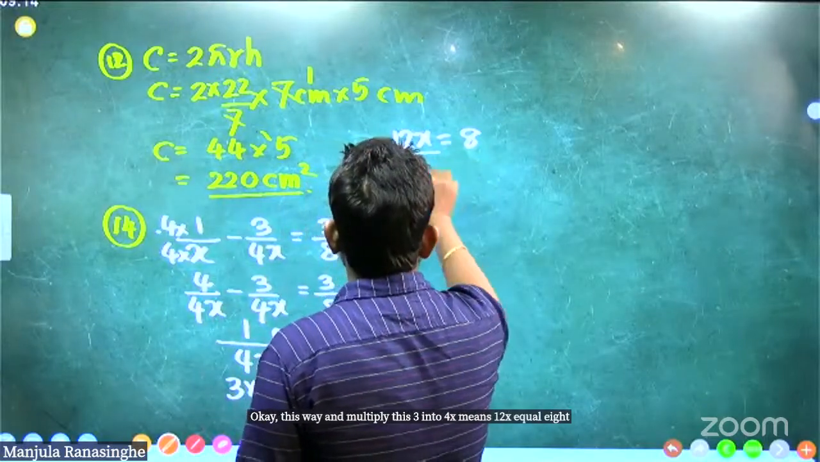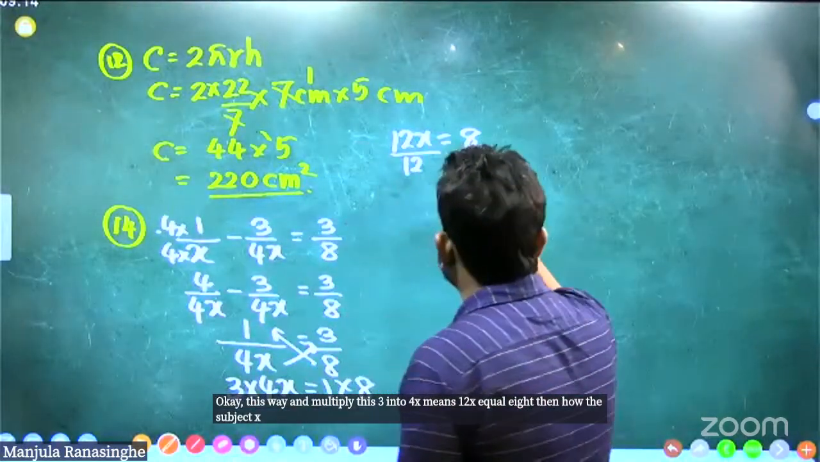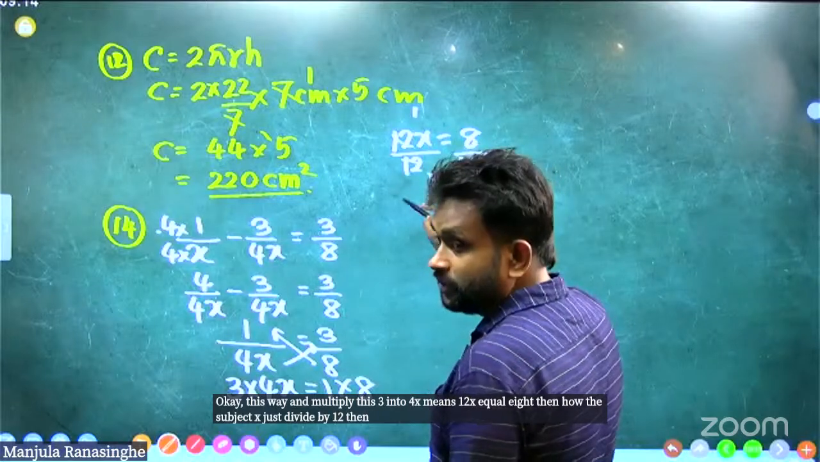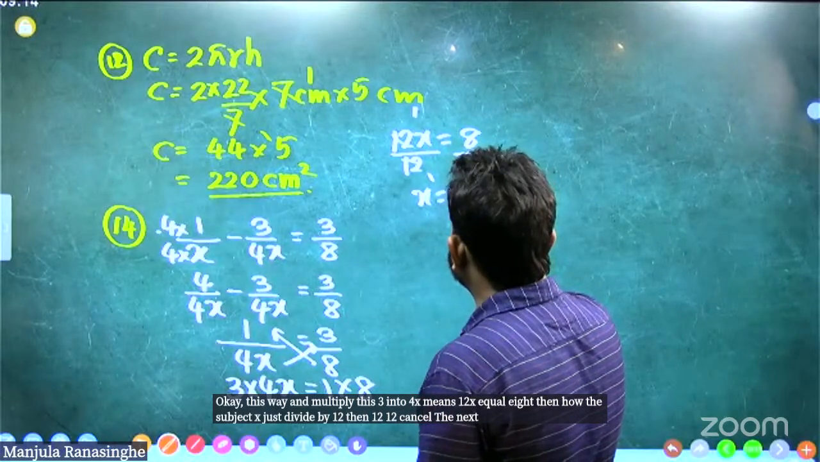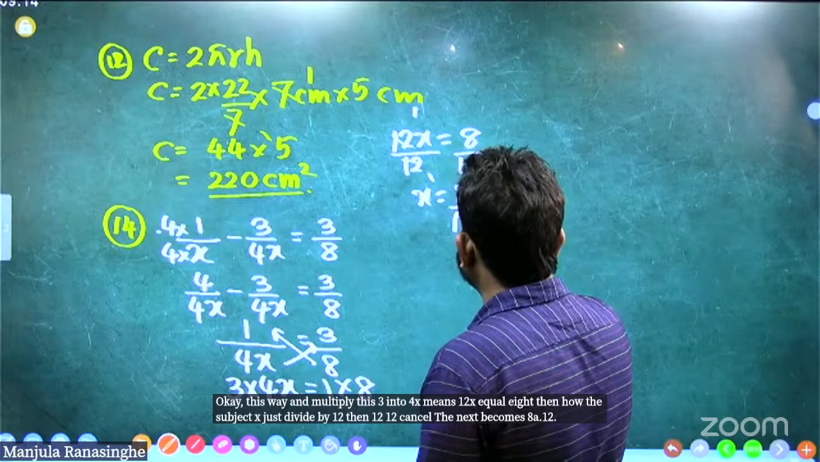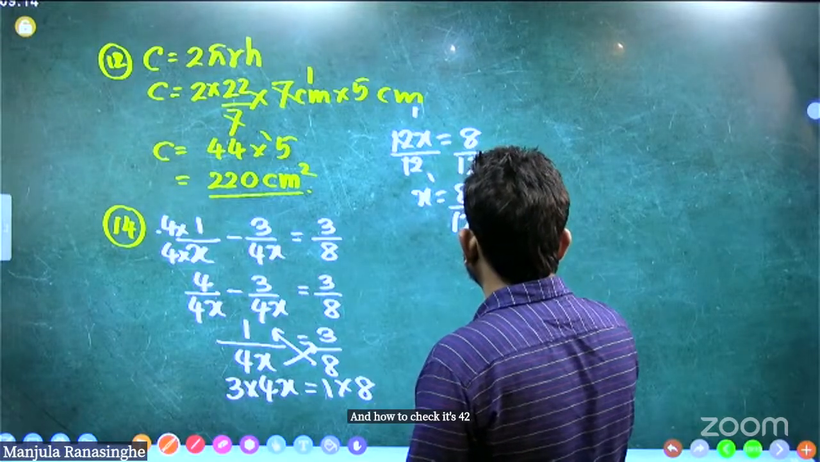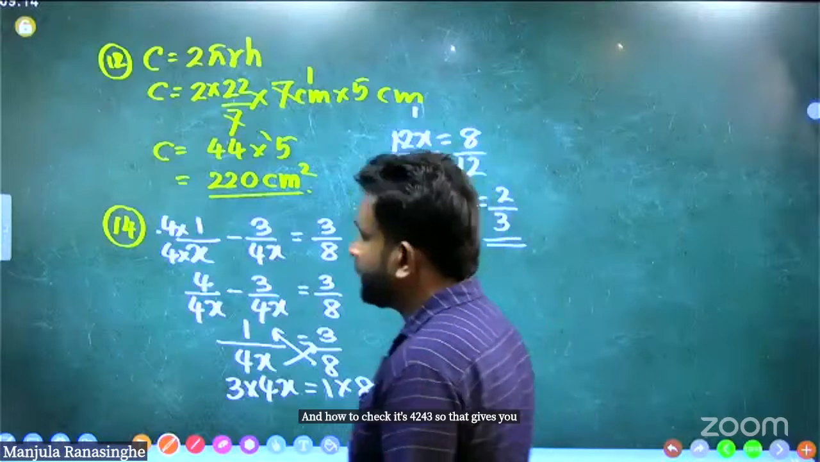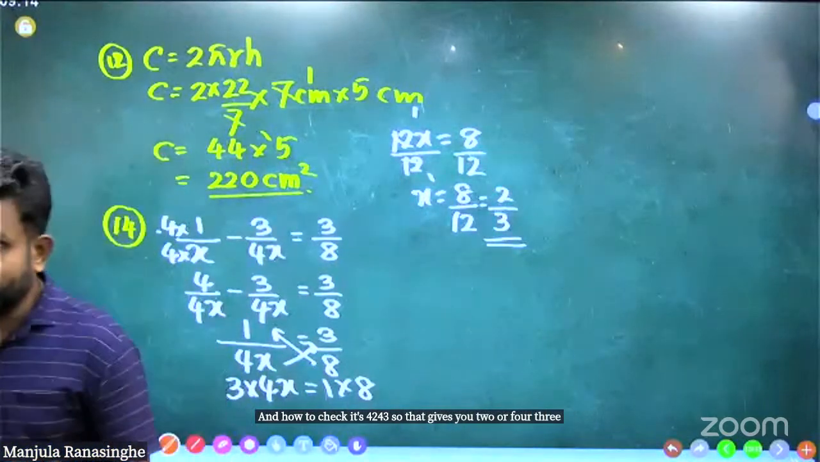Then how to make x the subject? Just divide by 12. Then x becomes 8 upon 12. Then how to simplify? 4 twos are 8, 4 threes are 12. So that gives you 2 upon 3. Hands up those who got this answer, 2 upon 3.